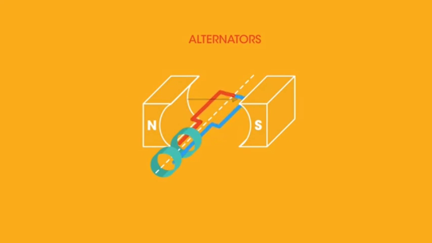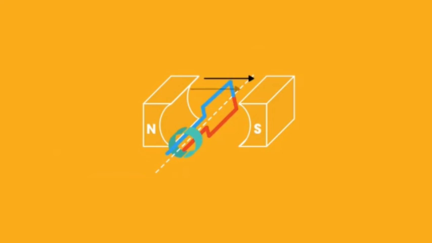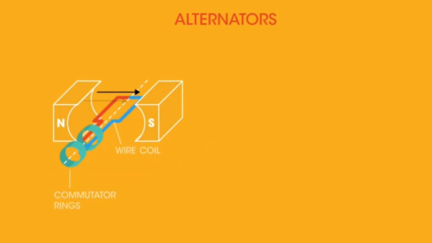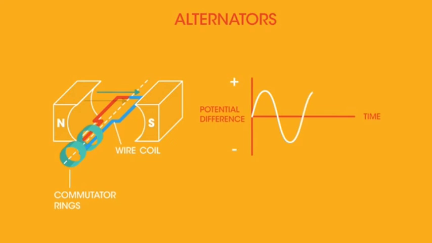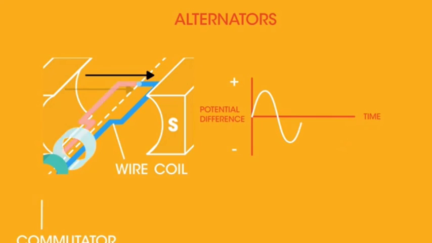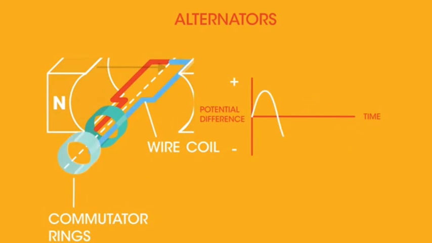Whether we induce an alternating or direct current has to do with these rings, called commutator rings. This is an alternator, because the wire coil is connected to commutator rings that are complete, whereas seen now, there is one split ring commutator. This is a dynamo, and so induces a direct current. When the wire coil passes through the magnetic field, a potential difference is induced. This part of the wire coil always connects to the first commutator, and this part always connects to the second commutator.